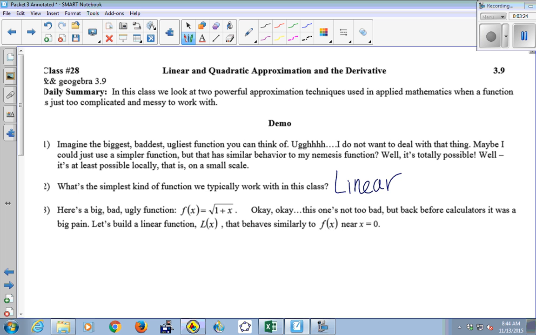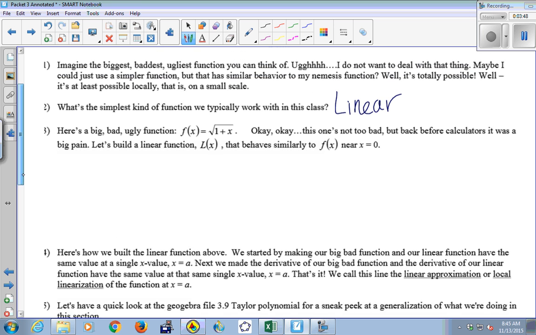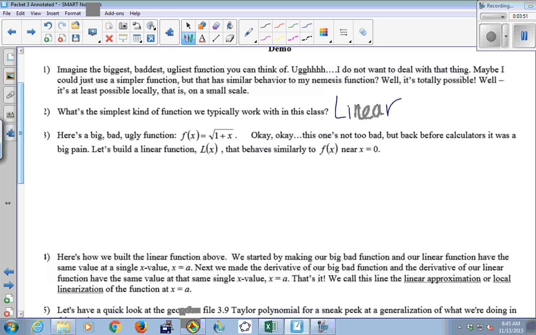So let's build a linear function, L of x, that behaves similarly to my ugly function f of x, which is the square root of 1 plus x. We want it to behave similarly near x equals 0. That's sort of the region I'm interested in. It might not be a perfect approximation everywhere, but near 0, it will be good. Okay, so I have two requirements. Okay, first thing I need is that the function itself and the approximating function have to have the same value at 0. Okay, if I want them to be approximate around 0, right at 0, I'm going to make sure they are exactly the same.